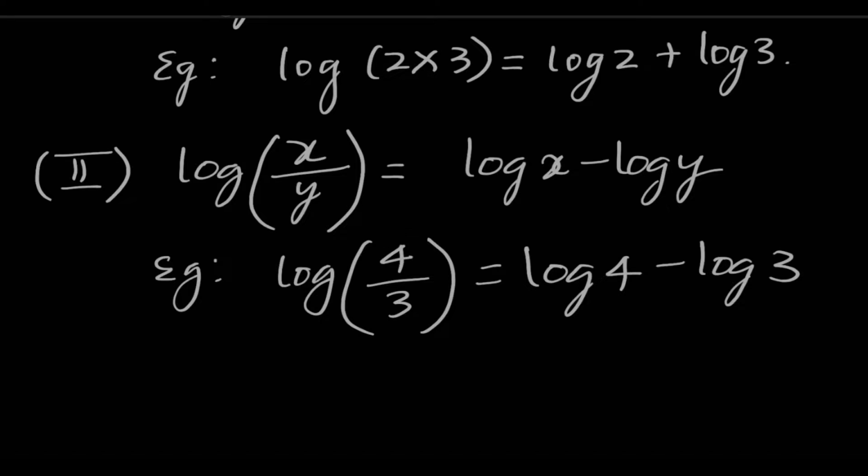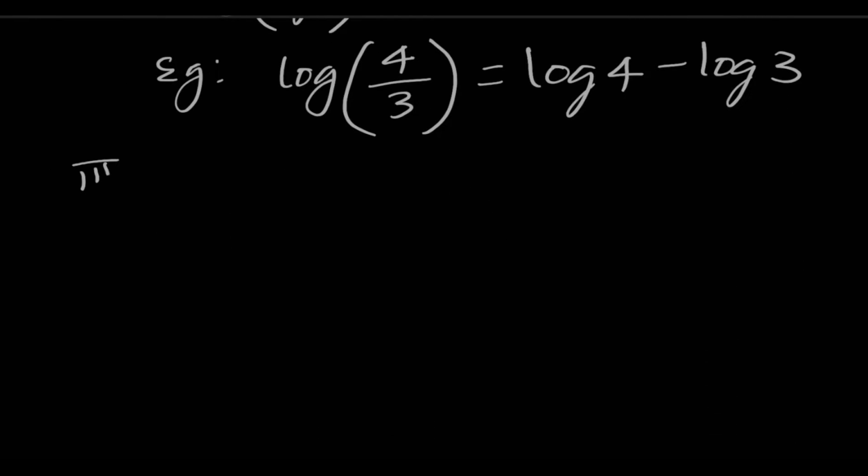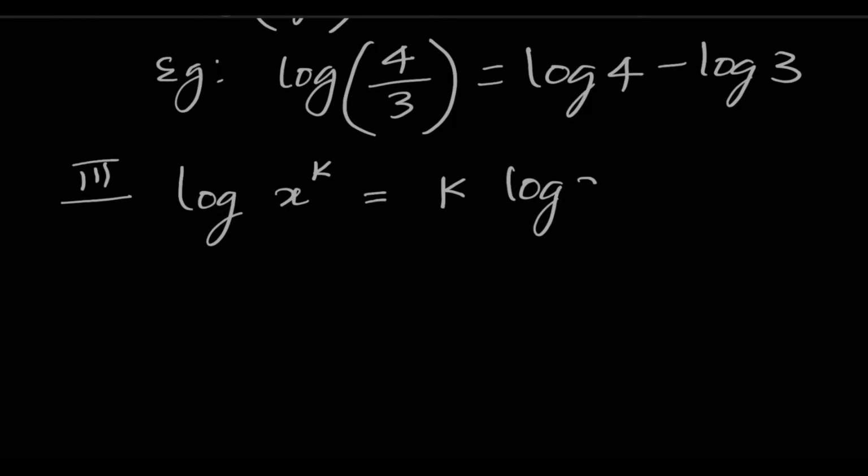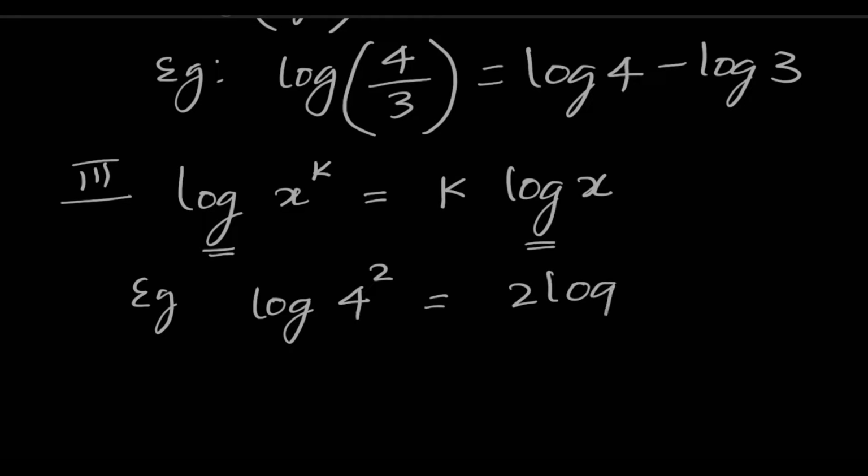Now what does the third law of logarithm say? Log of x to the power k is equal to k log x. Then let us see an example. Again, if I don't mention the base, it's base 10. You have log of 4 square, then it can be written as 2 log 4. Is that clear?